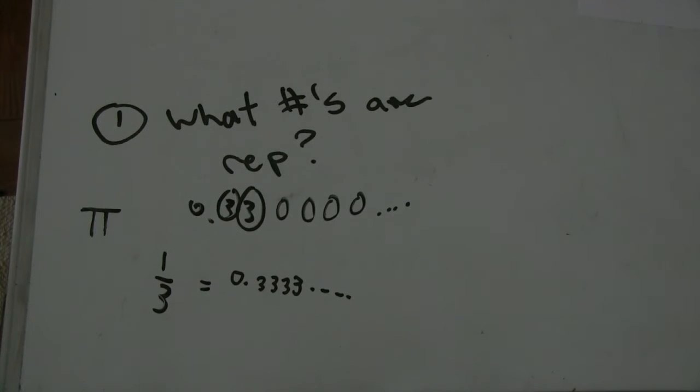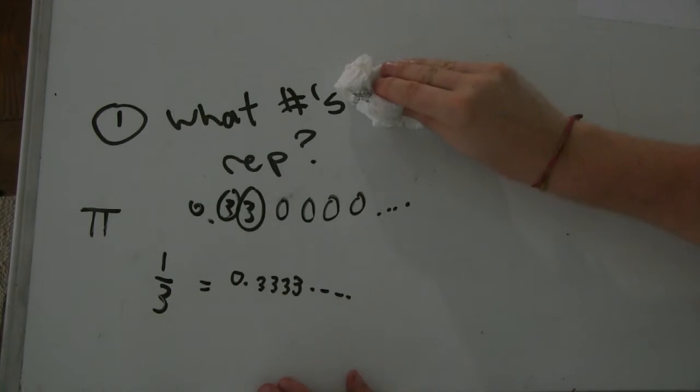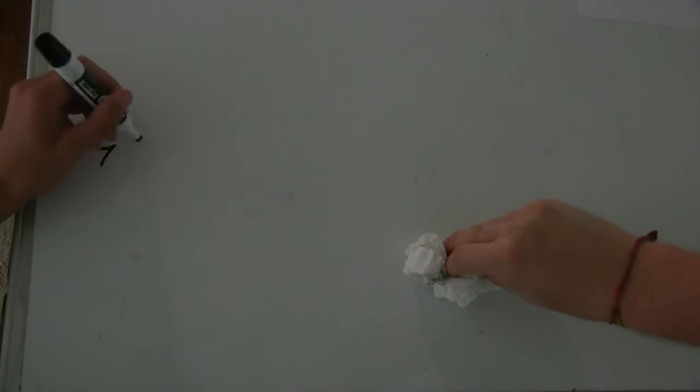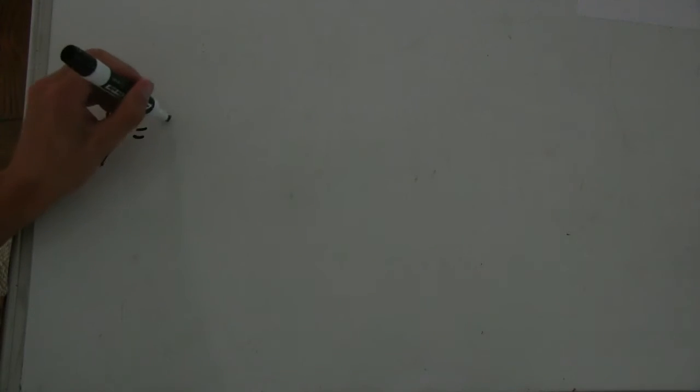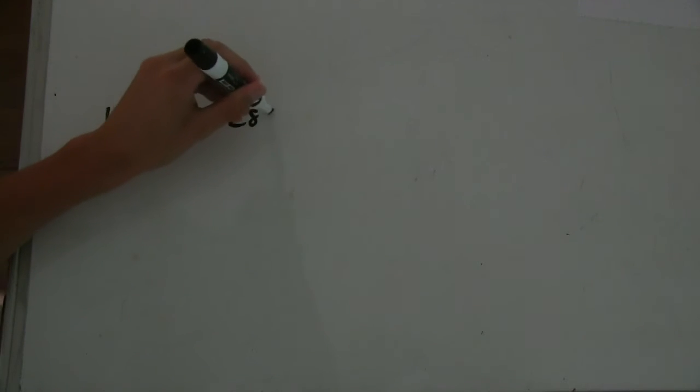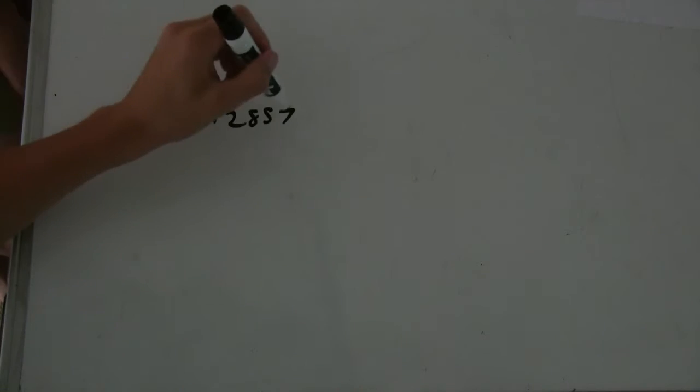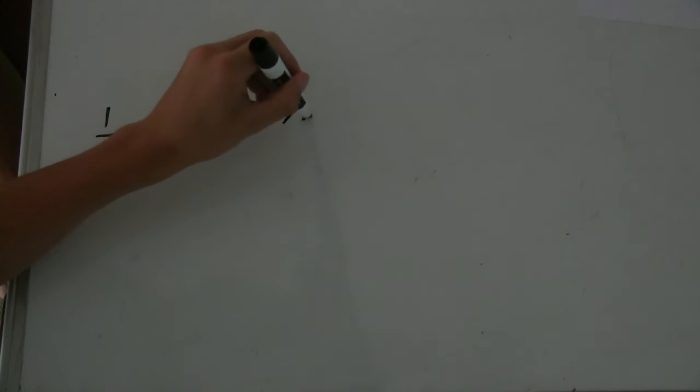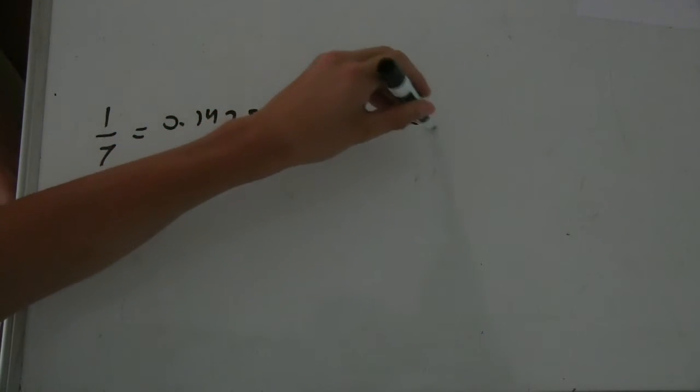All right, so first one's 1/7. I guess I can just erase everything here. All right, what is 1/7 as a decimal? So, yeah, 1/7 is 0.142857, repeating. So it's 142857, 142857. Okay.